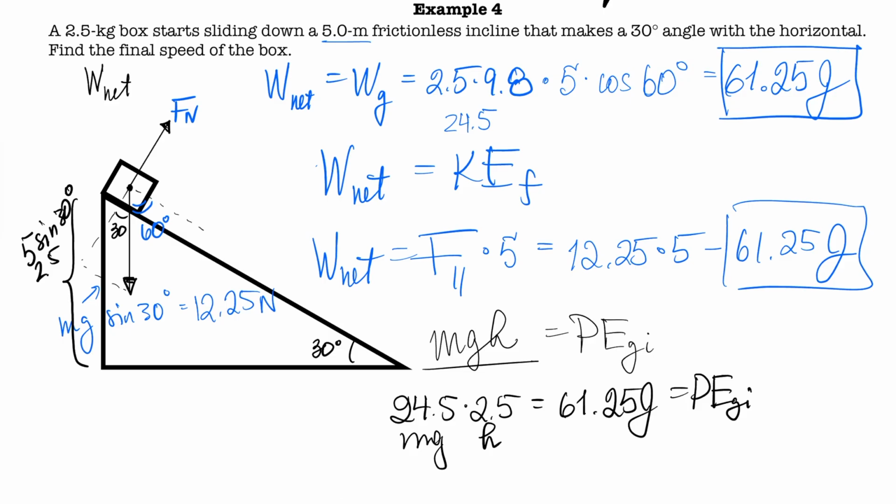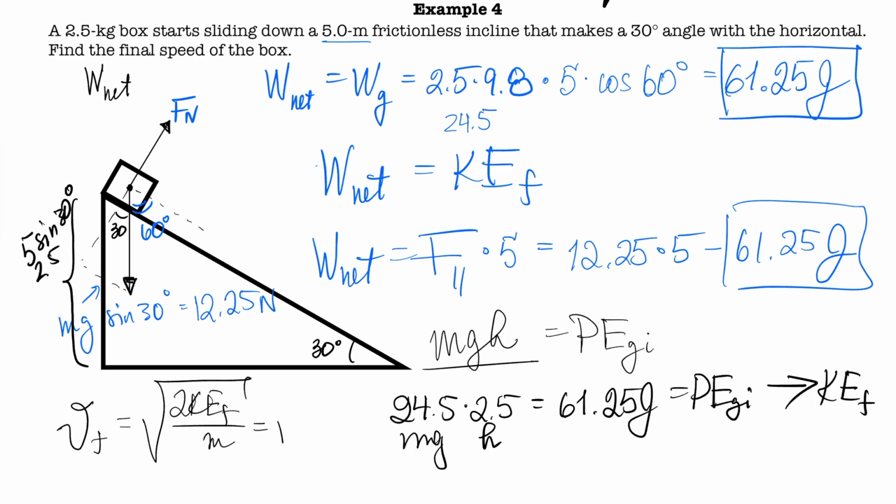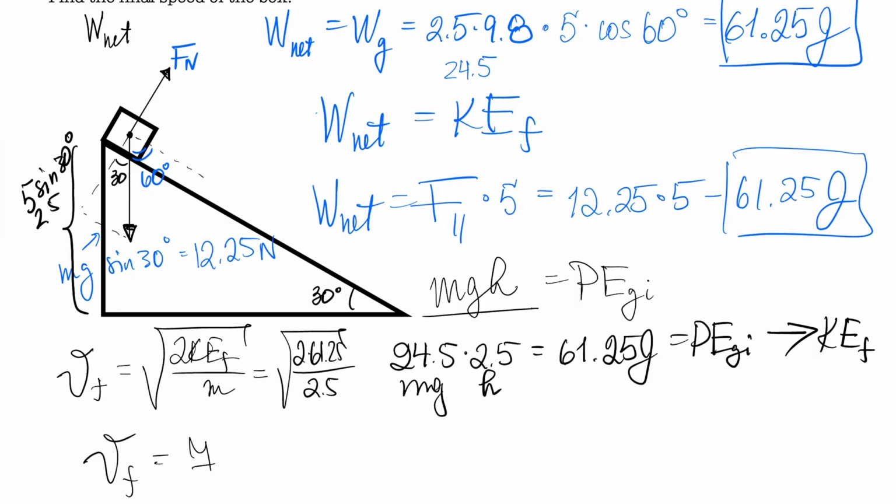And then as it slides down, gravitational energy turns into kinetic energy final. Boom. And then to figure out the v final, we do the root of 2 times kinetic energy final divided by mass. In our case, that's going to be 2 times 61.25 divided by 2.5. Gets me 7, which is 7 meters per second. There you go.